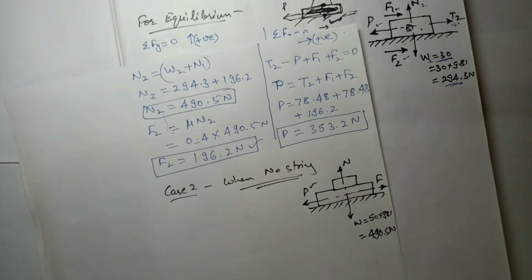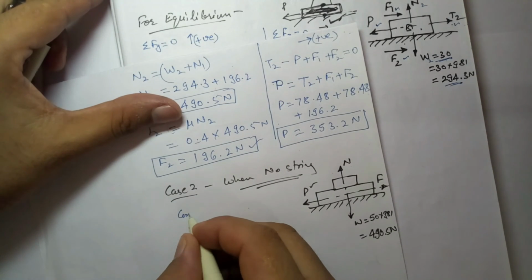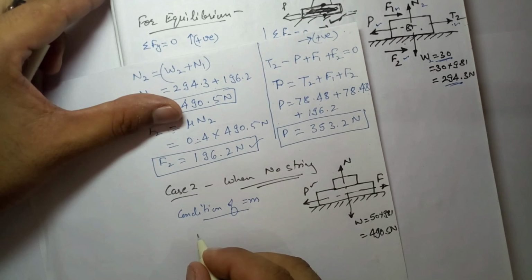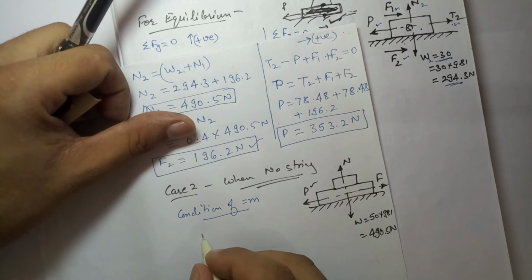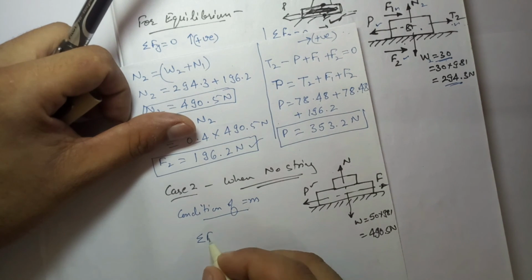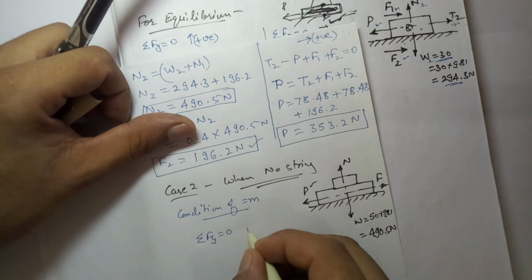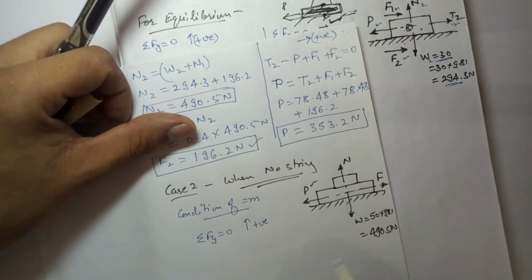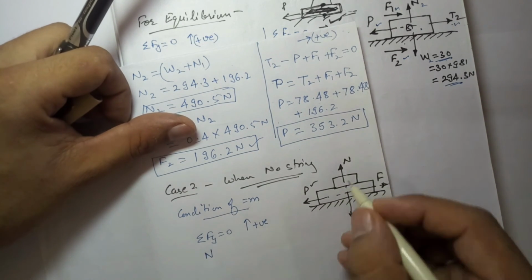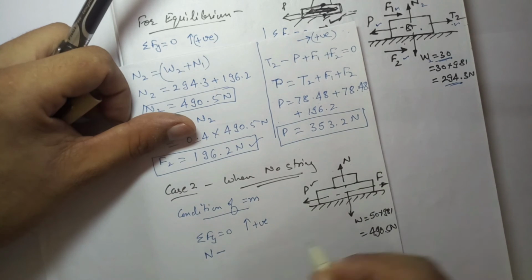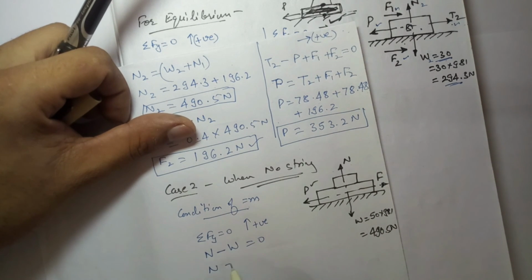If we apply the conditions of equilibrium, the sum of all forces in the y direction is 0 and the sum of all forces in the x direction is 0. For the y direction, let's say we have taken upward positive, so the upward force is the normal reaction, minus the weight which is downward, equal to 0. So the normal reaction is equal to the weight, which is 490.5 Newton. This is the value of the normal reaction.